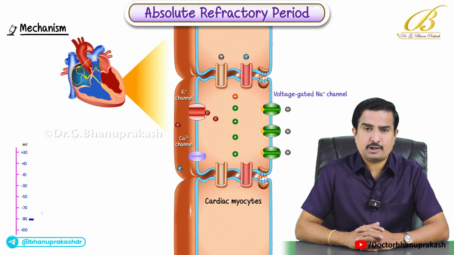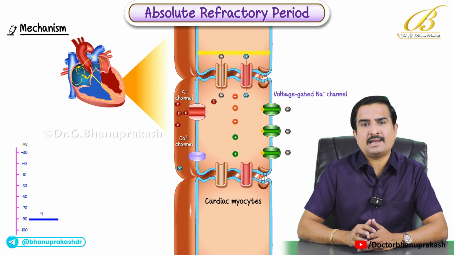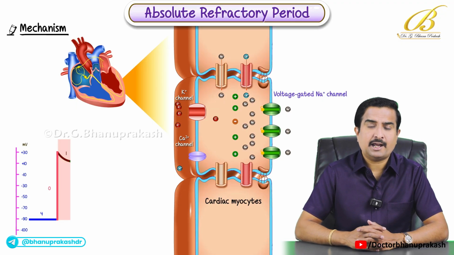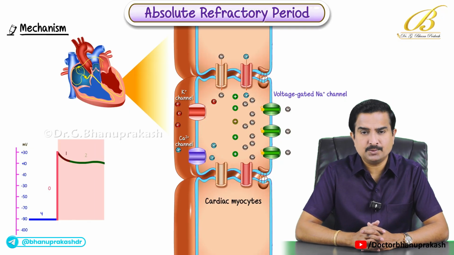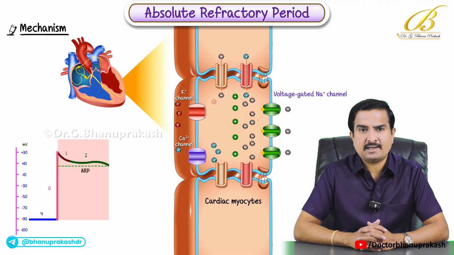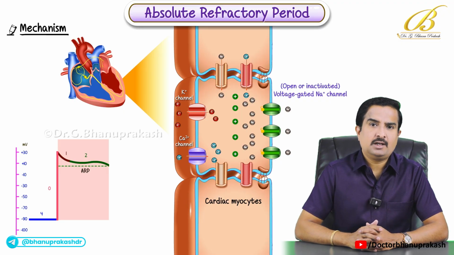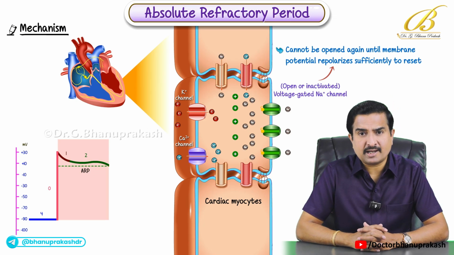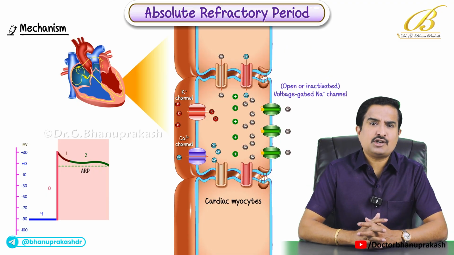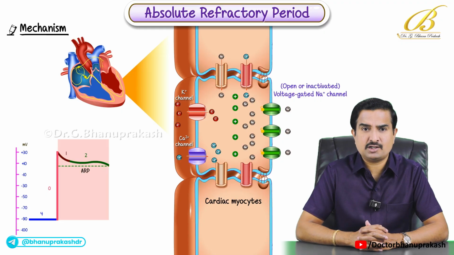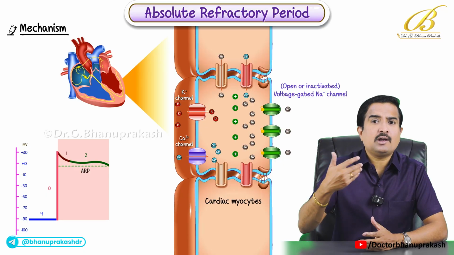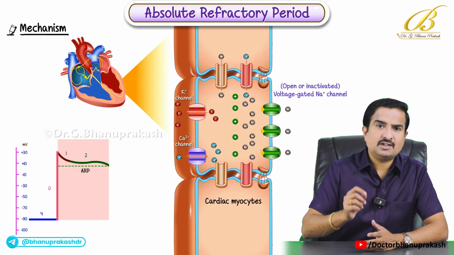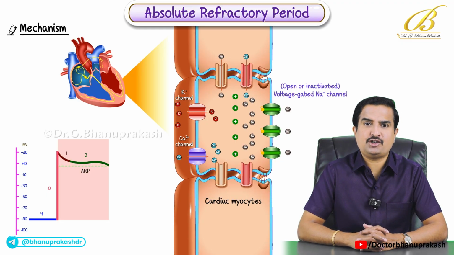For example, if you know the action potential of the cardiac muscle, shortly after a cell depolarizes, especially during phase 0 and phase 1 of the action potential, and often extending through most of phase 2, the voltage gated sodium channels are either fully open or inactivated. When sodium channels are inactivated, they cannot be opened again until the membrane potential repolarizes sufficiently to reset them. The calcium channels in the myocardial cells, especially in the plateau phase of the action potential, also contribute to this period, because as long as the membrane remains depolarized, it is very difficult for a new action potential to be generated. So this is the reason why the absolute refractory period is appreciated in the cardiac cell.